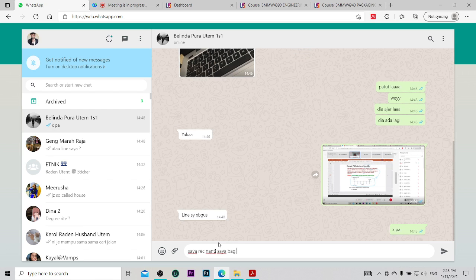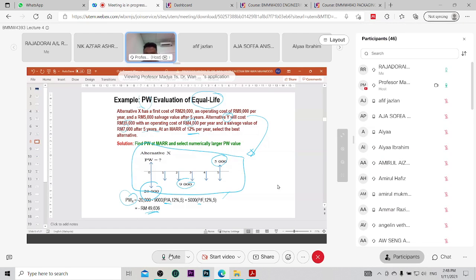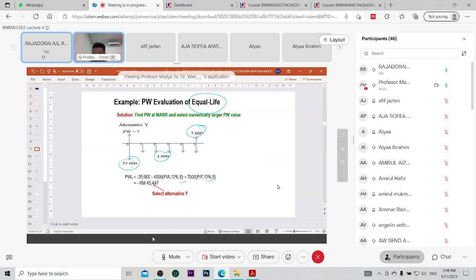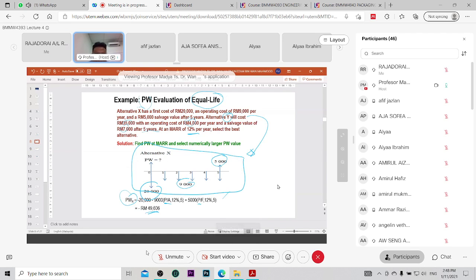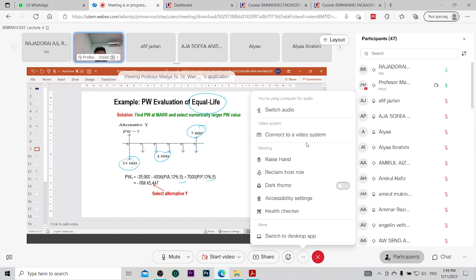So far okay? Any question? From X and Y, it shows that Y is the best because, compared to Y, X is higher. In other words, X is more costly compared to Y. That's why we choose Y.